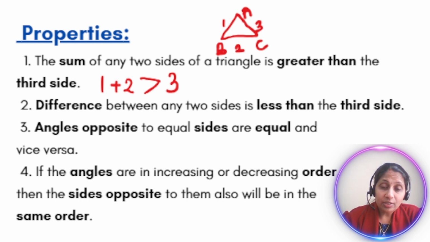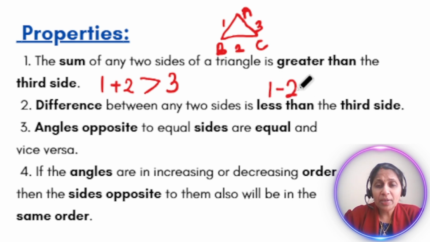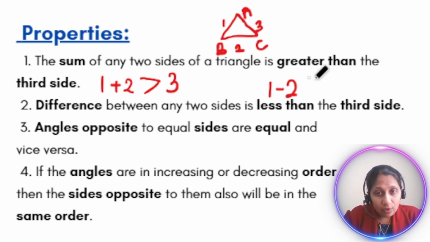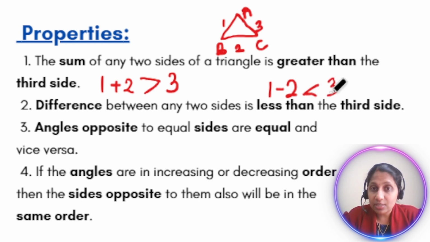And the reverse: the difference between two sides, say for example side 1 minus side 2. You can pick any two sides. There is no compulsion that you have to choose this side and this side only. The difference between two sides of a triangle should always be less than your third side. This is a general rule.